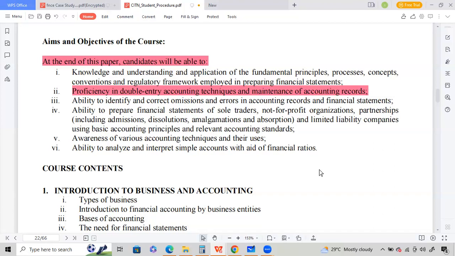Duality in terms of what? There will be debit and there will be credit. So at the end of this course, you should be proficient. You should be competent in this particular area. It's a very, very important thing for every accountant, because some of the tasks you are going to be doing, there's always going to be a transaction. So how do we record this transaction? It's a very important thing that every one of us should try as much as possible to learn.